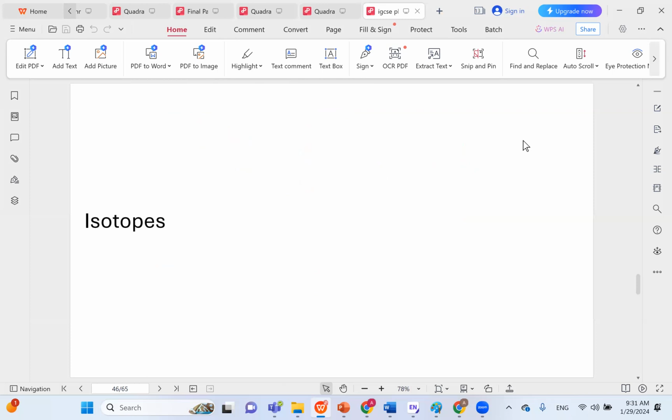Finally, we move on to isotopes. So what are isotopes? Isotopes are basically the same element, X, with the same proton number. So let's say this is 13, this will also be 13. And that tells us that they have the same number of protons. However, they have a different number of neutrons. So the total mass number will be different.